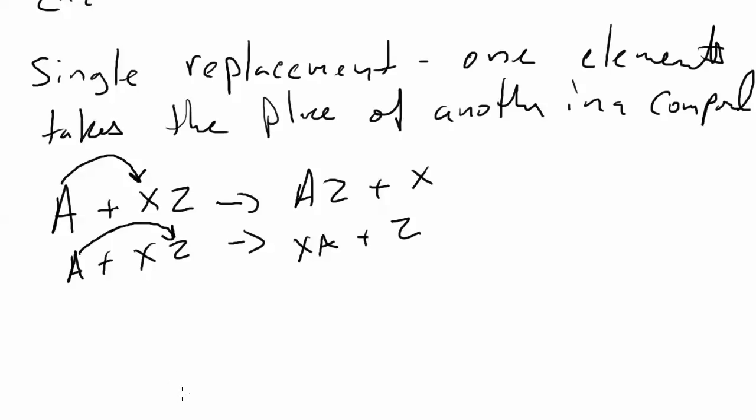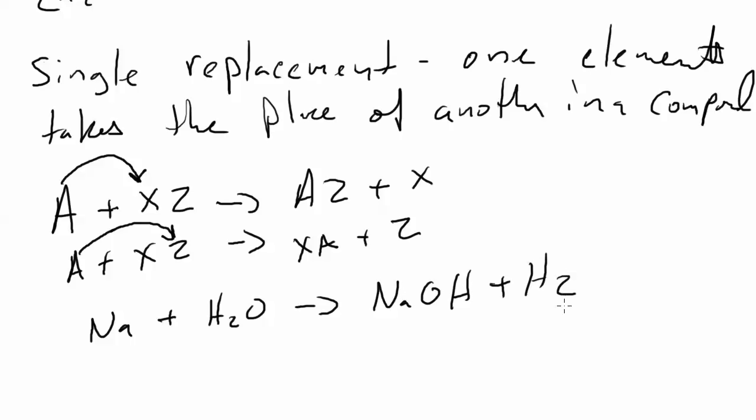An example of a single replacement reaction, a pretty classic one, is metal with water. A lot of metals like sodium will react with water and they replace the hydrogen. So you get the metal hydroxide and then hydrogen gas, which of course you have to balance. So the metal is replacing one of the hydrogens, so you get the metal hydroxide and hydrogen gas.